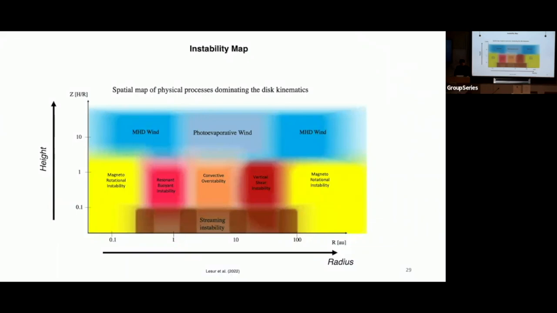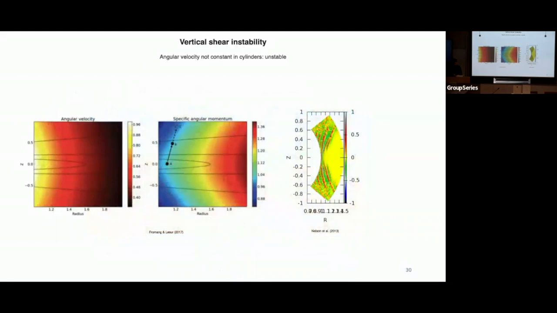Here, though, in the literature, you're going to see that called zombie vortex instability. But I think resonant buoyant instability makes more sense, and I'm going to explain why. So for the vertical shear instability, the mechanism is shown here. You have the angular velocity contours in the disk. This is the radius and the z direction, and this is an angular momentum contour, right?